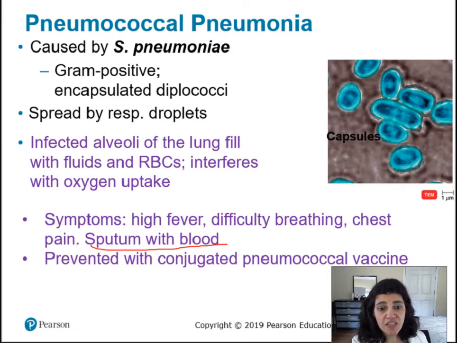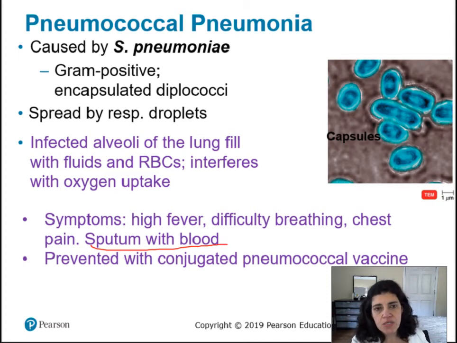It is prevented by the conjugated pneumococcal vaccine. So the vaccine has the capsule conjugated with some toxins that increase the ability for the immune system to recognize them. Because remember, capsule is sugar, and sugar has low immune response to it. So you increase the immune response or the strength of the response by conjugating it to a toxin.